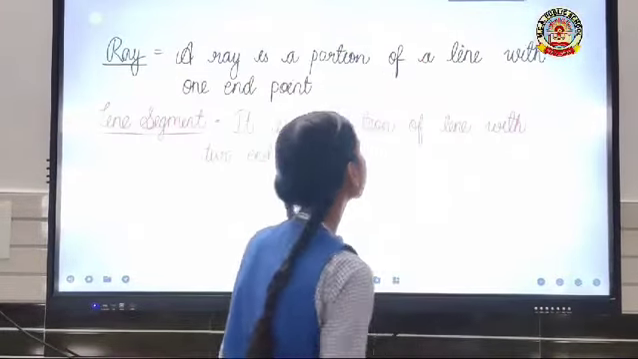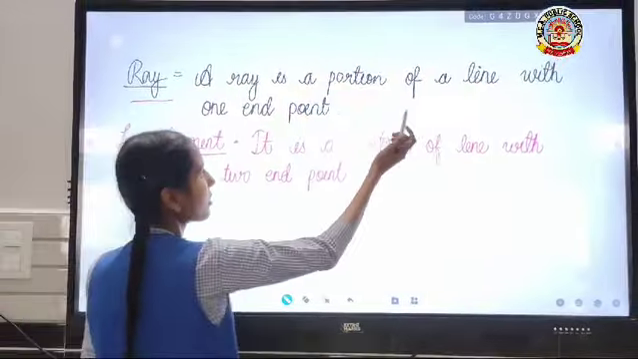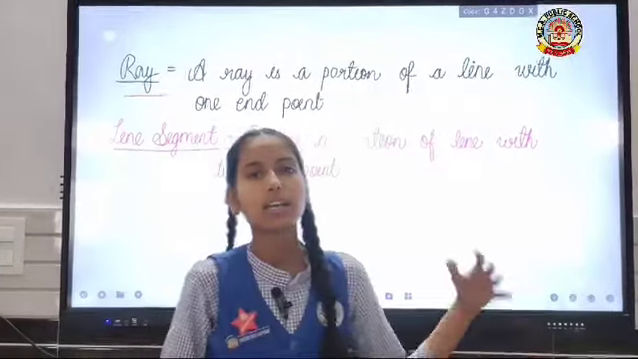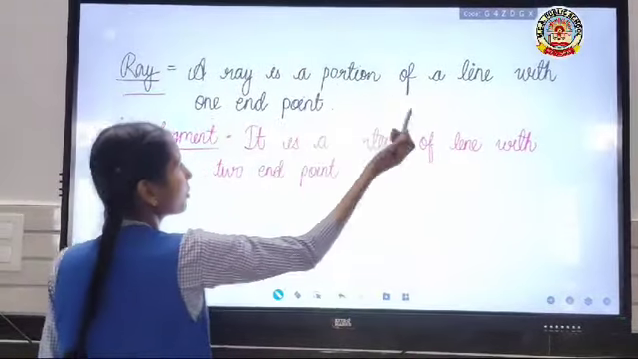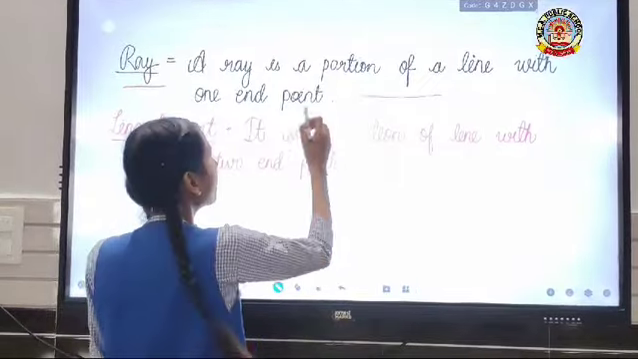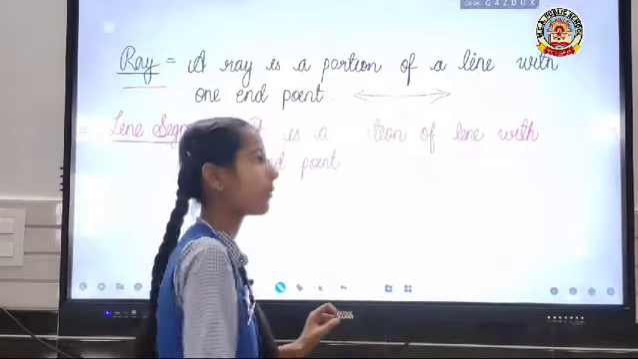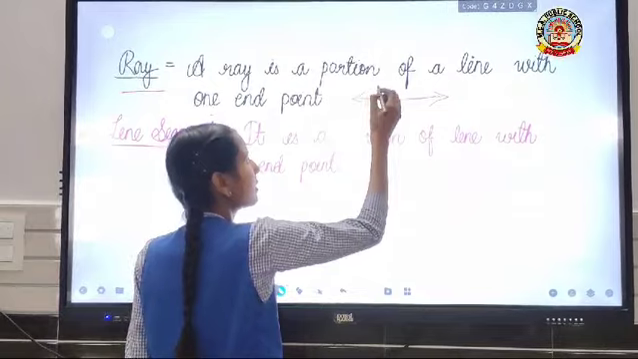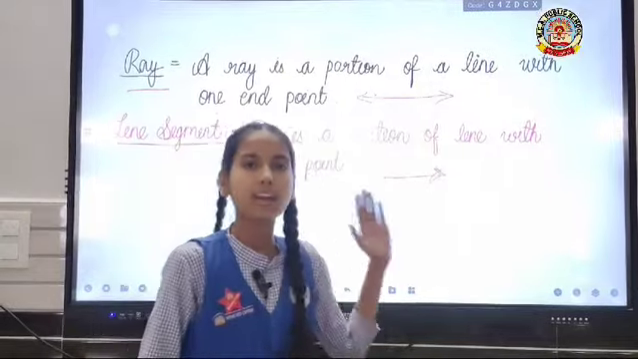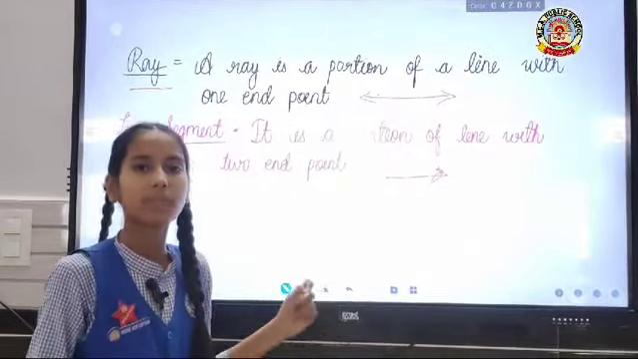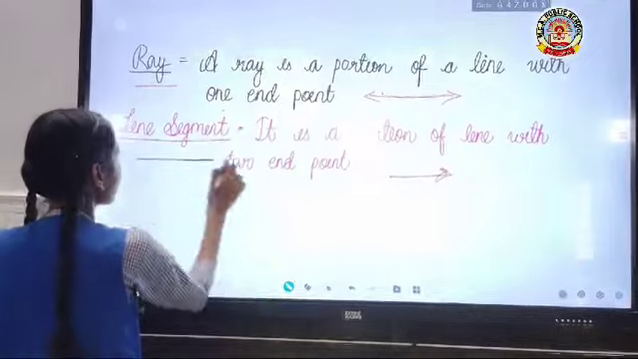Next is ray. Now we are talking about ray. What is a ray? A ray is a portion of a line with one endpoint. In the previous part we have studied that a line has no endpoint, but a ray is a portion of a line. It is a line and it is its portion, but it has only one endpoint. It can go infinite from one side. We cannot measure its length. It is also endless.